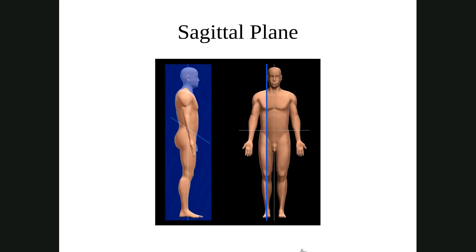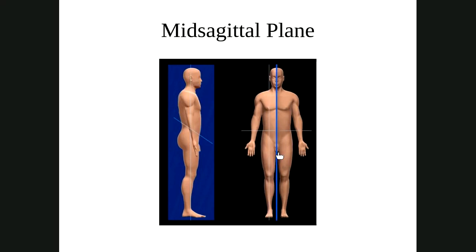If we chop them directly down the middle and we create perfect left and right halves, then that's when we have the mid-sagittal plane. So there's only one mid-sagittal, but there are many different sagittal planes on each side that you could chop somebody into.